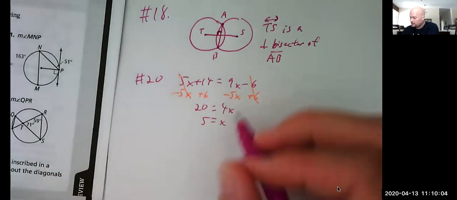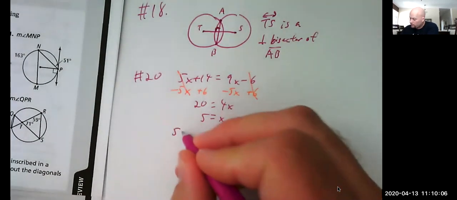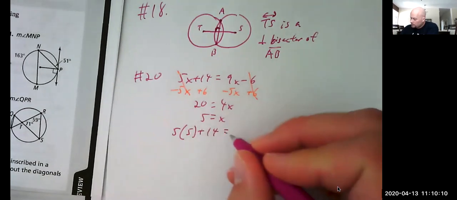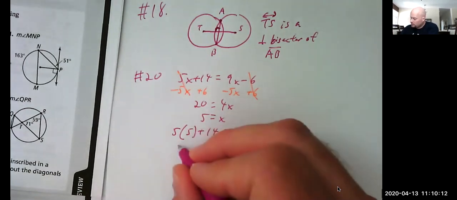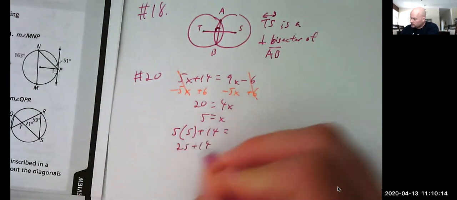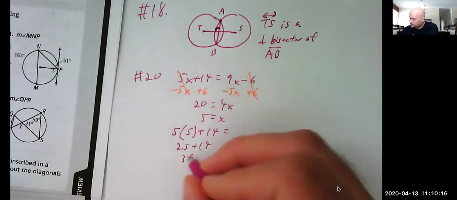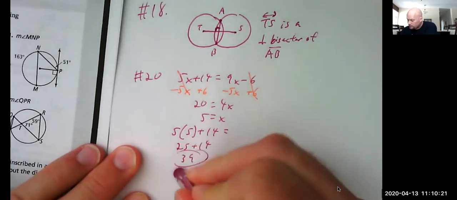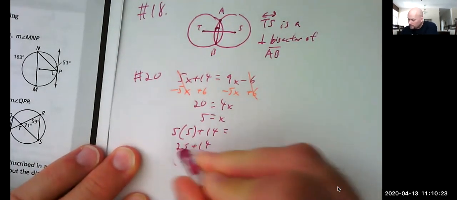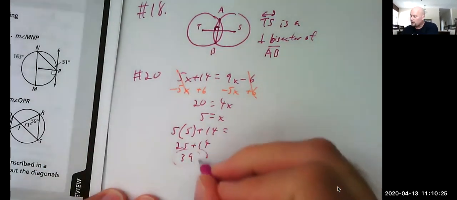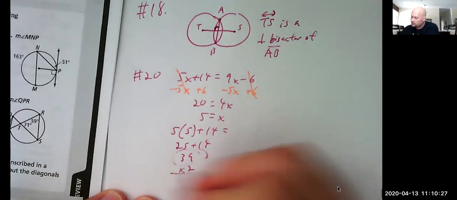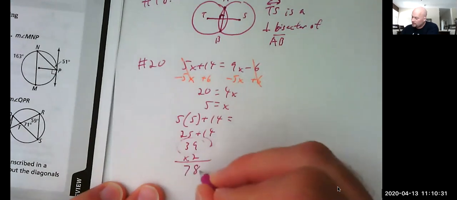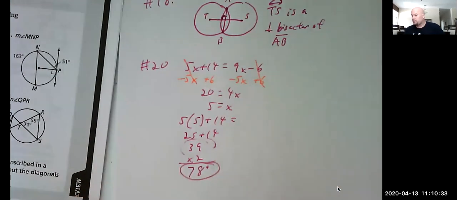So if we plug it back into either one of those, we should get the same number. So 5 times 5 plus 14, and that's going to be 25 plus 14, which is 39. Now, oh, that's not the final answer yet. Hold on. They wanted not the angle, but the arc. The arc is going to be double that angle, so times 2. So that would be 78 degrees for the arc.